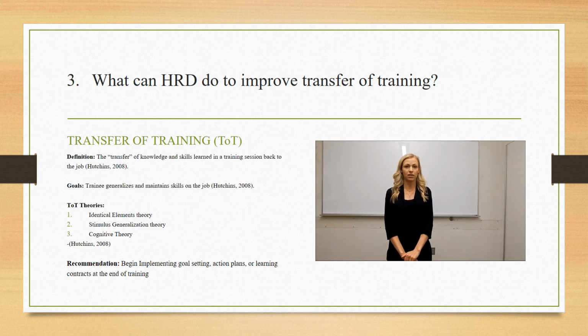One way to apply the cognitive theory is to have the employees work on goal setting, action plans, or learning contracts at the end of the training. Additionally, transfer of training needs to be evaluated after training to check its effectiveness.